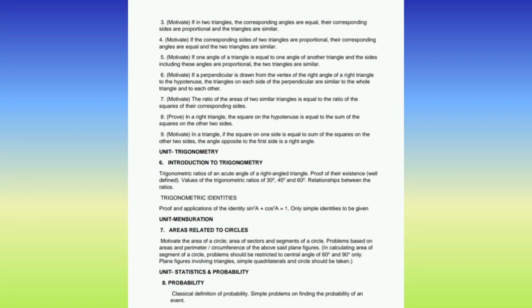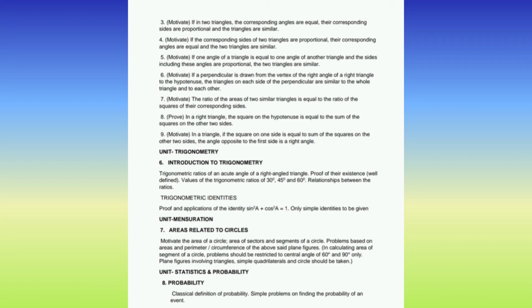If a perpendicular is drawn from the vertex of the right angle of a right triangle to the hypotenuse, the triangles on each side of the perpendicular are similar to the whole triangle and to each other. The ratio of the areas of two similar triangles is equal to the ratio of the squares of their corresponding sides. This type of question will come.